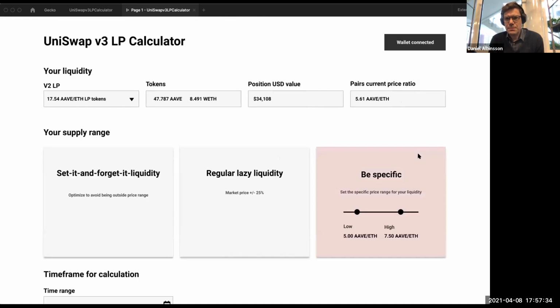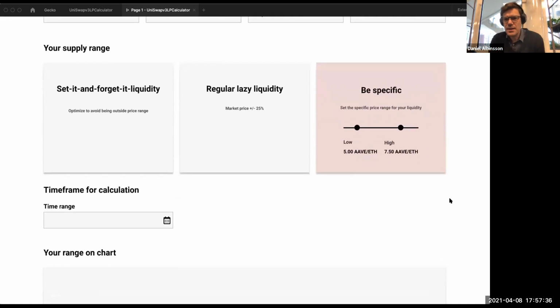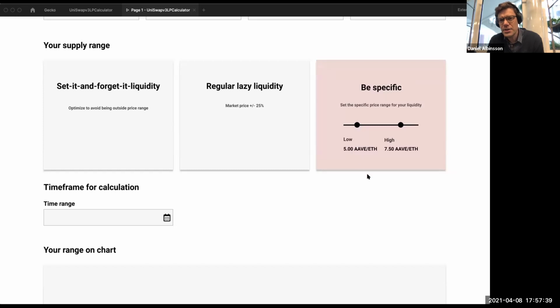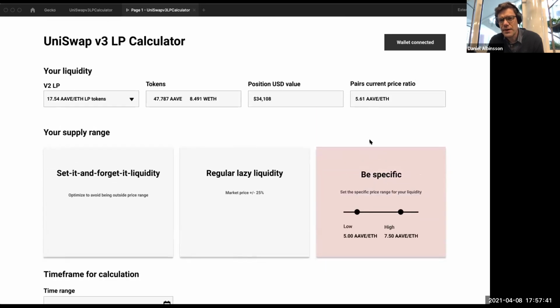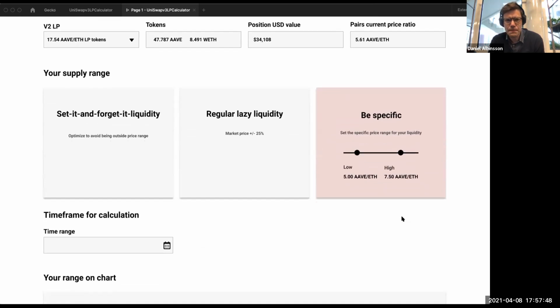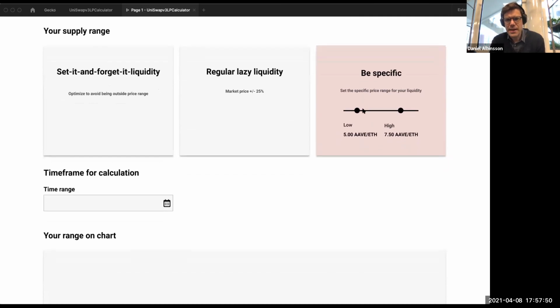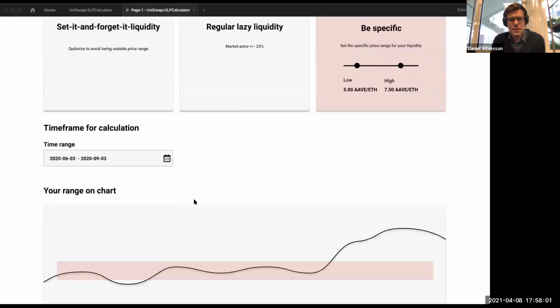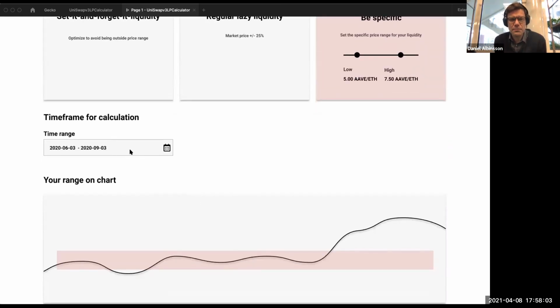So we start out with the specific one. In this case, I say the current ratio is 5.61, so let's just say I go with 5 to 7.5. And of course, there are sliders and everything like that, so you can easily set this. And you say, what's the backtesting time frame? I set it for 3 months, from 3rd of June to 3rd of September.